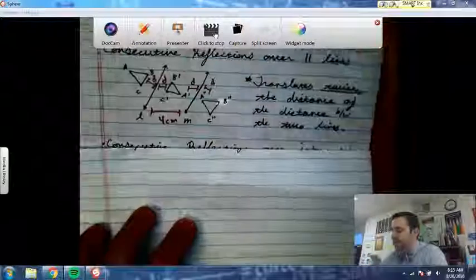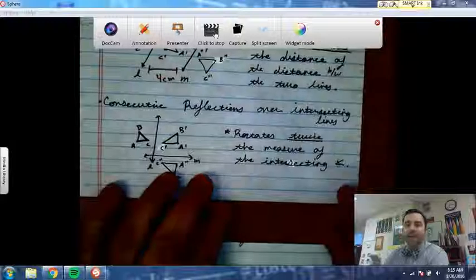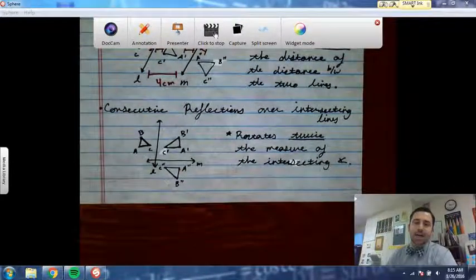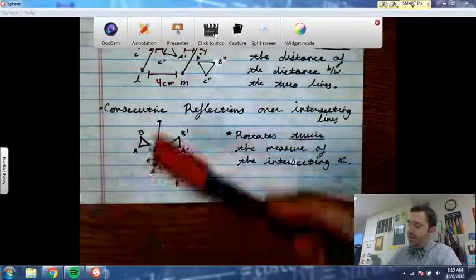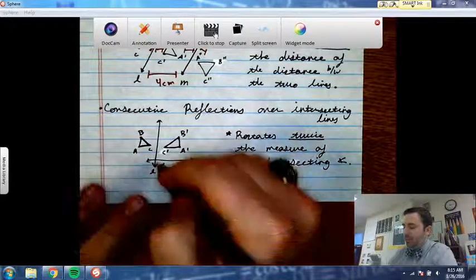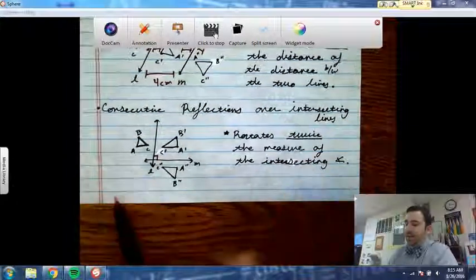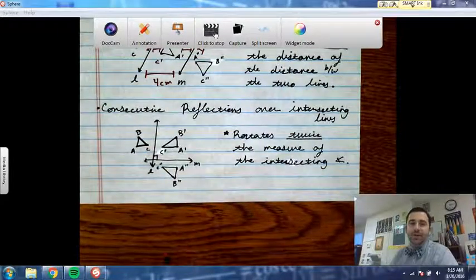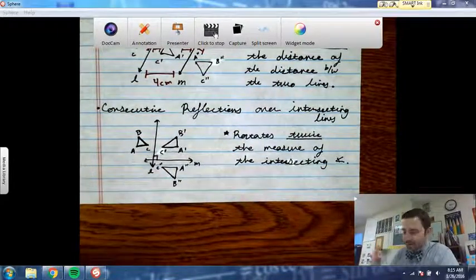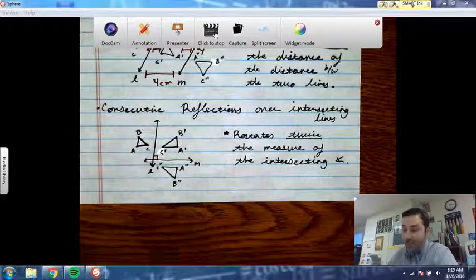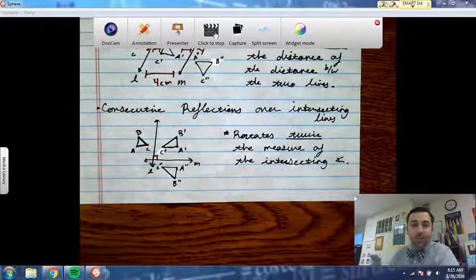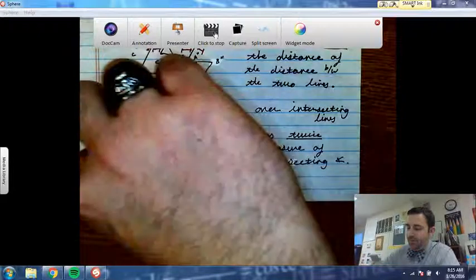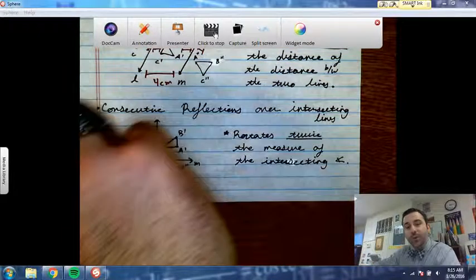The last one we're going to look at is consecutive reflections over intersecting lines. So look at the example that I have where L and M are perpendicular to each other. ABC is reflected over L and then reflected again over M. Well, when we wrote these two reflections in one rule in a previous example, it's the same as rotating it 180 degrees.